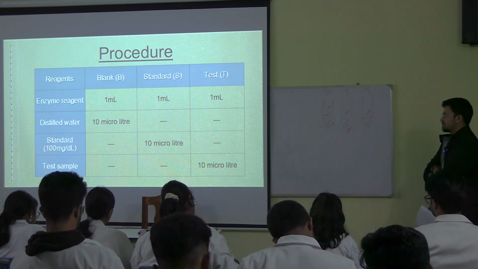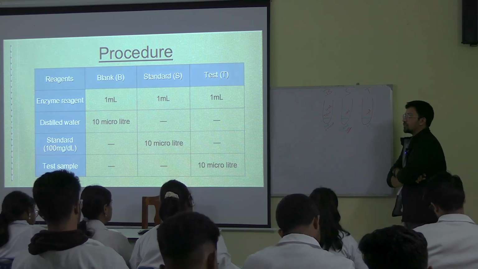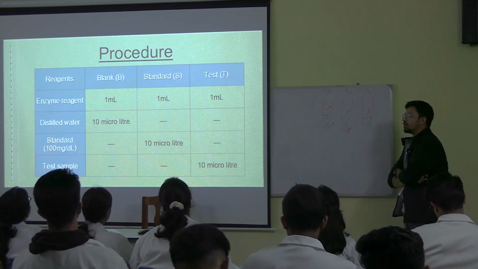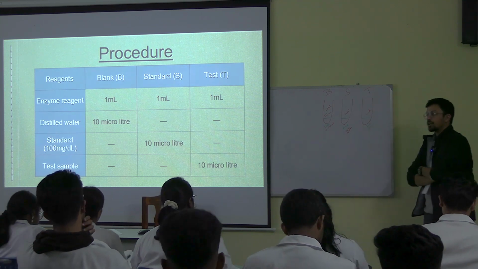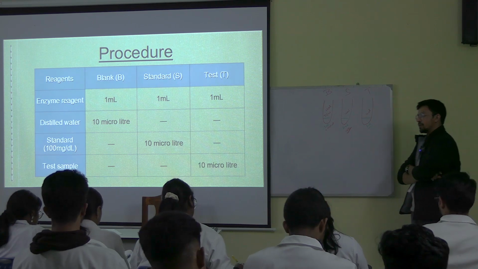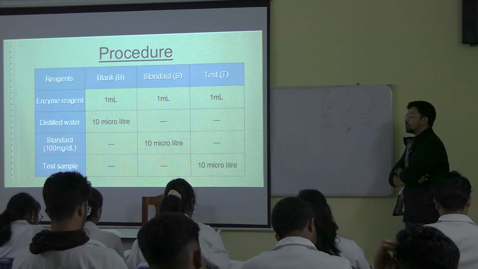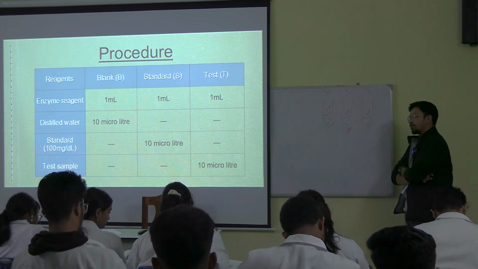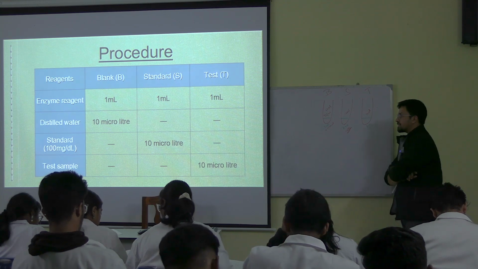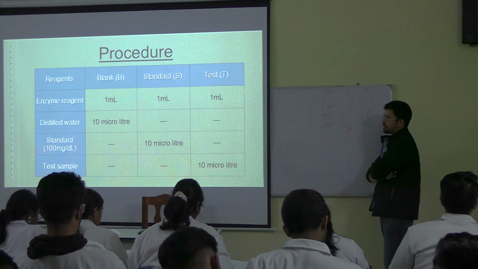Okay, whatever was written in the first slide, the same thing is just formatted in the chart. In some books you can get it in the ml format as well. So 10 microliter is how much ml? 0.01 ml. Okay, don't confuse it. In the bookish term, they might write it like 0.01 ml. So just so you people have a better idea, I converted it into microliter and wrote it as microliter only. Whether it is 10 microliter or 0.01 ml, it's the same thing.